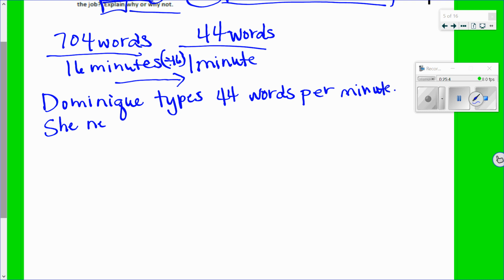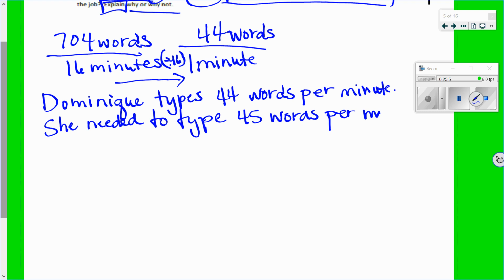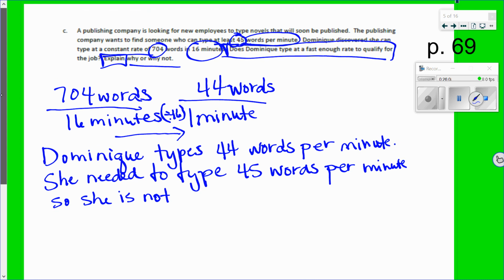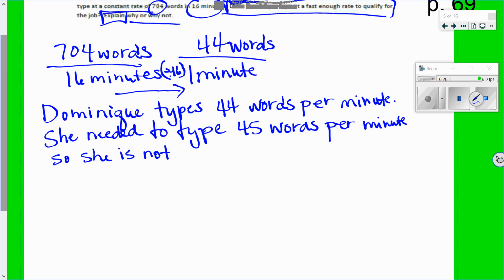She needed to type 45 words per minute. She is not fast enough?